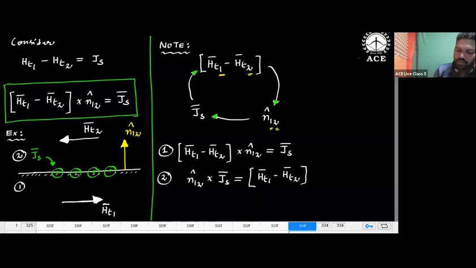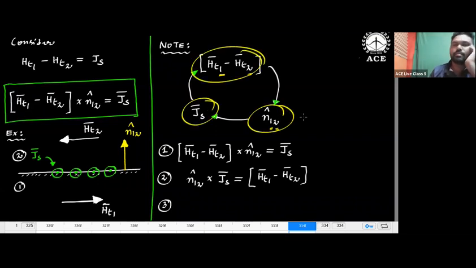Means N12 cross JS. N12 is like this. JS is outside. N12 cross JS is HT1, this side. N12 cross JS, JS is outside, N12 is like this. If I rotate my screw, it will go in the HT1 direction. Not only that, the third combination is also possible. What is the third combination, beta? Cross product of these two will give this one. But there is one observation you have to make here.